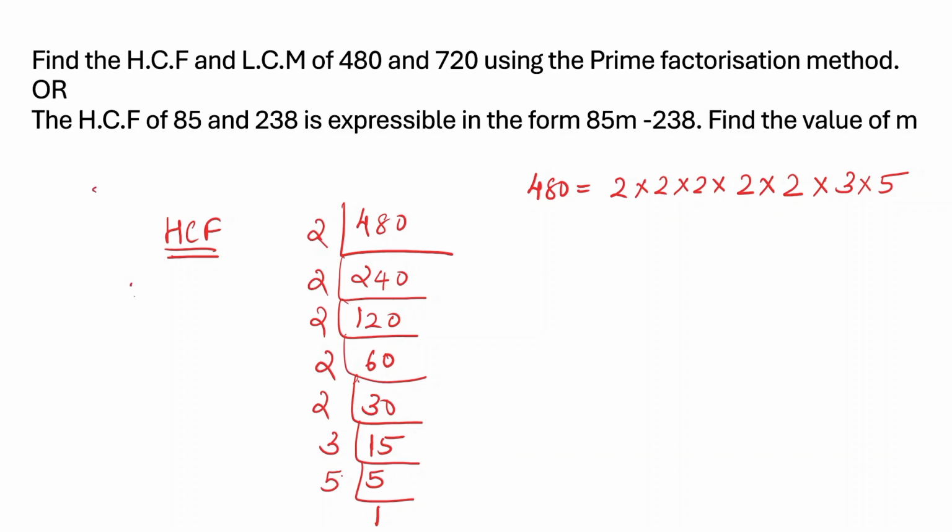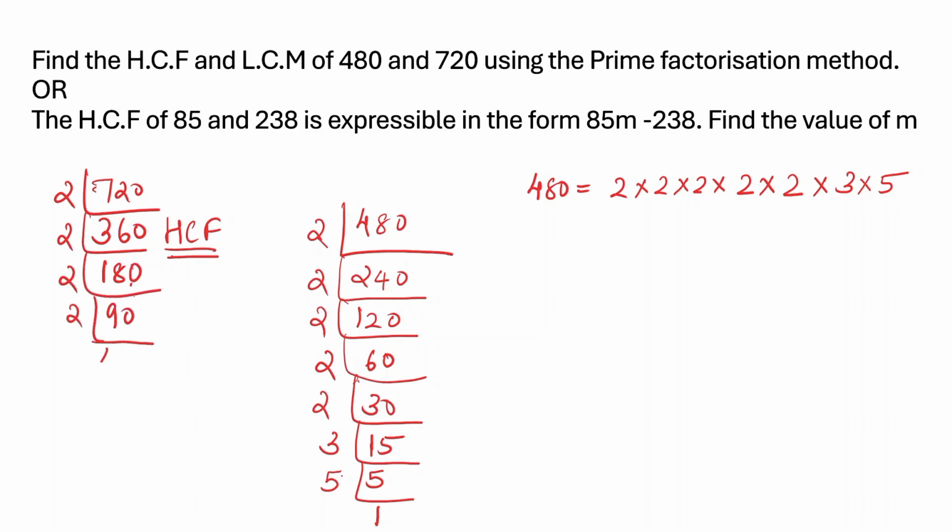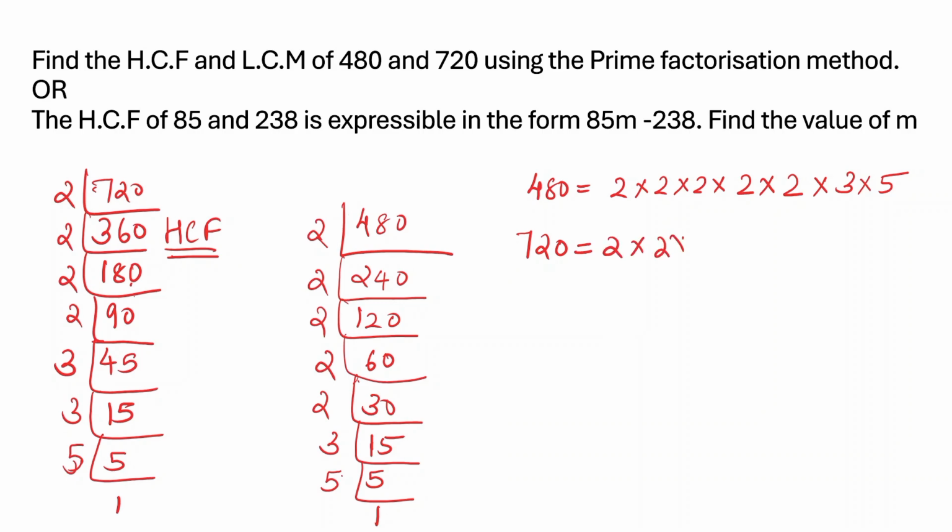Can do it here, 720. Again 2, 360. Again 2, 180. Then 2, 90. 2, 45. We cannot divide it by 2. 3 we can take, it's 15. Again 3, so it will be 5. Again 5, it will be 1. So 720 I can write as 2 times 2 times 2 times 2 times 3 times 3 times 5.